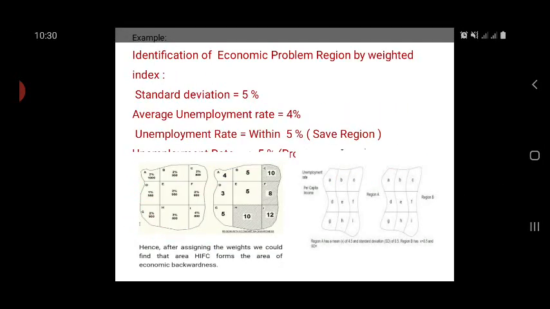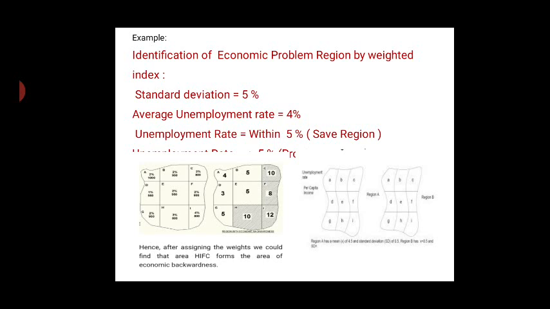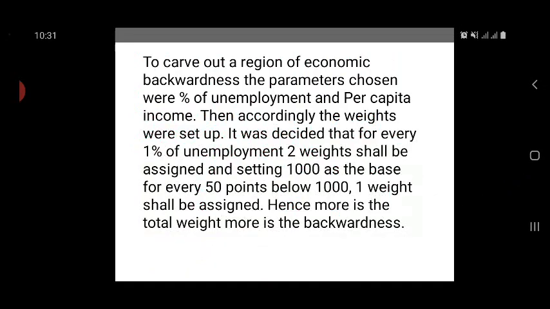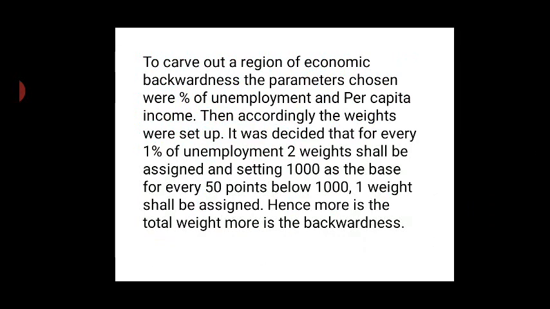For example, where the standard deviation is 5 and the average unemployment rate is 4%, if the unemployment of an area is more than 5%, this area, namely HIFC, is an economically problem region. And the other areas we can say are safe regions or non-problem regions. This is the explanation of the above features.